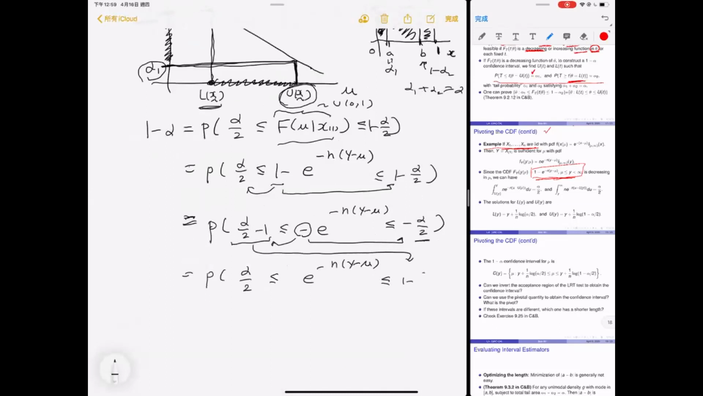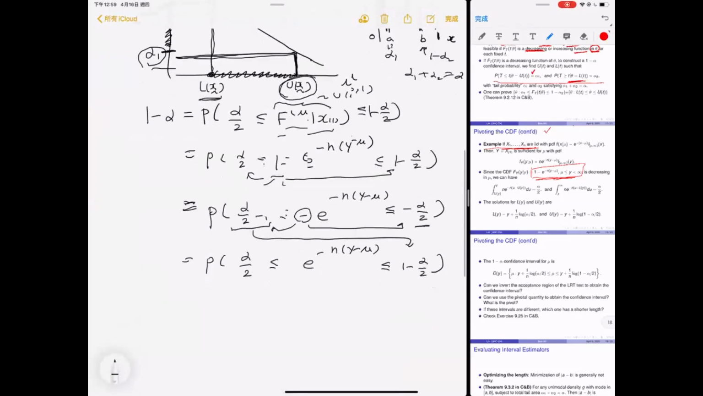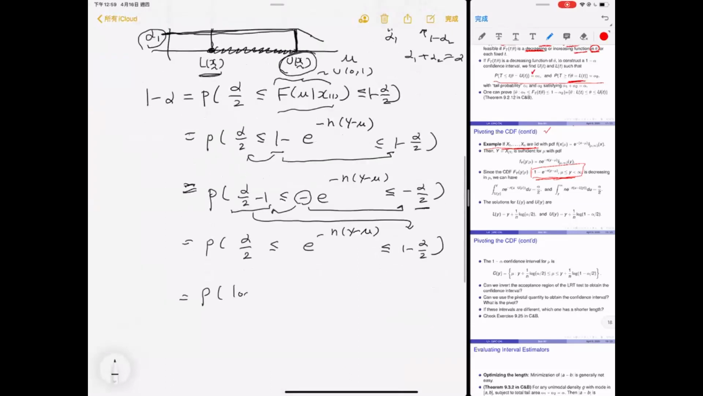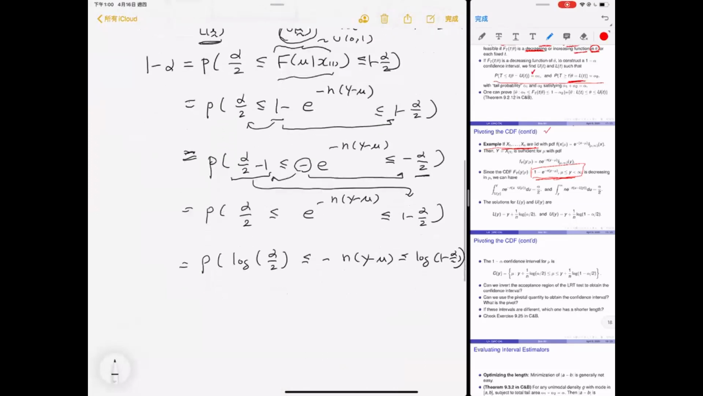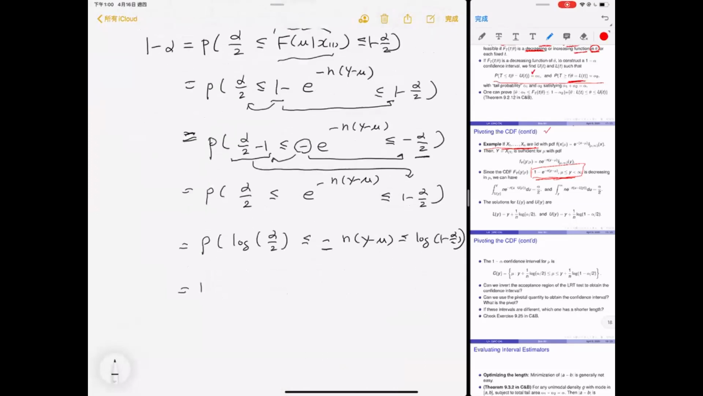So minus n (y minus mu) is smaller than the old lower bound, which becomes the upper bound, 1 minus alpha over 2, and then you take the log: log of alpha over 2 is smaller than minus n (y minus mu), which is smaller than log of 1 minus alpha over 2. Again you have that minus n right here, and eventually I have a minus, so I can change that to become minus ny. Let me jump a little bit. Then minus ny, then plus n mu.